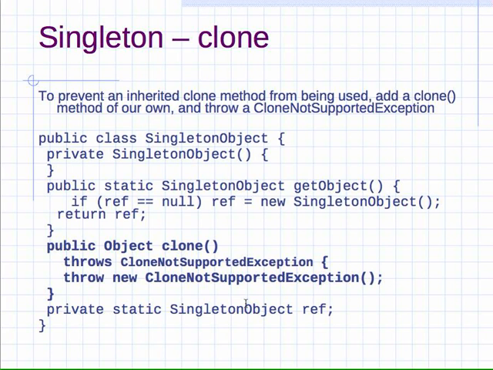To prevent an inherited clone method from being used, add a clone method of our own and throw the CloneNotSupportedException. What does that mean? Just override the clone method, make it public. Remember that in java.lang.Object, clone is protected. Make it public and it doesn't do anything. Now you've overridden it and it just says throw new CloneNotSupportedException. That's it. And you have a throws clause in there because you are throwing an exception. So now we've blocked off another possible security hole, that is we don't allow clone to work.